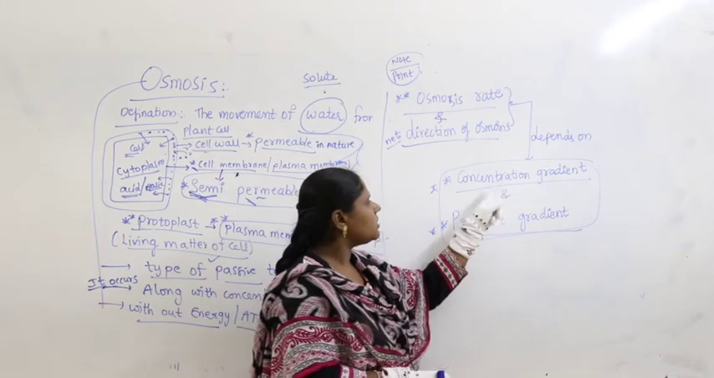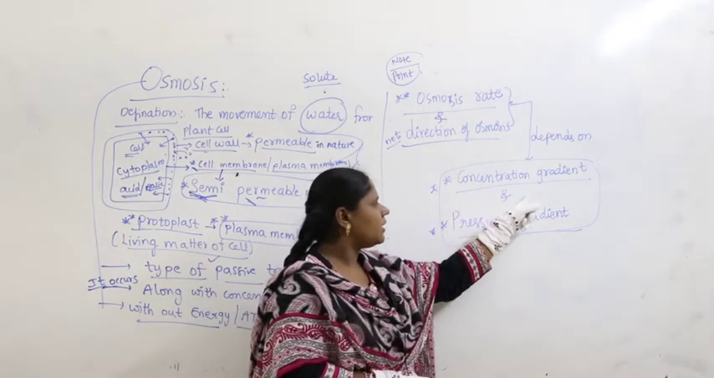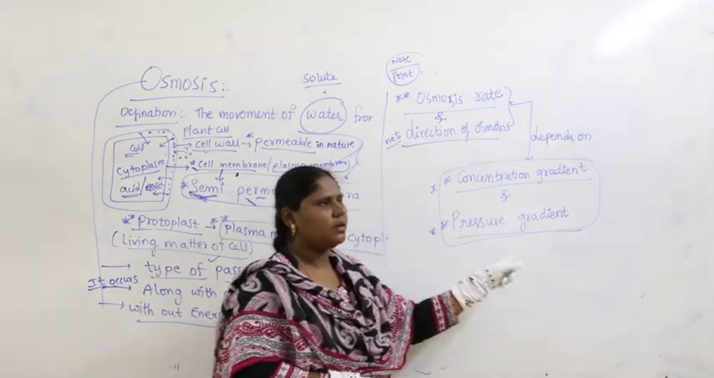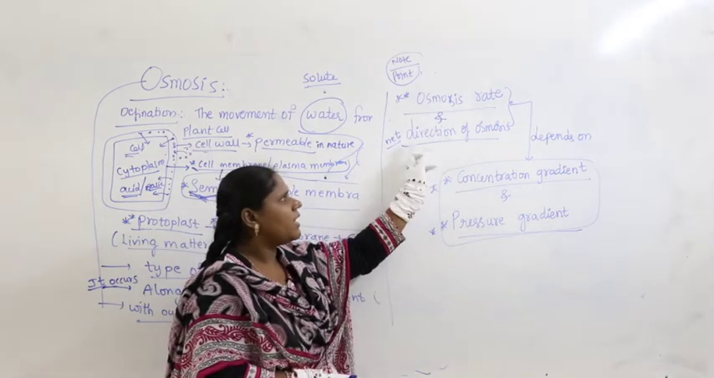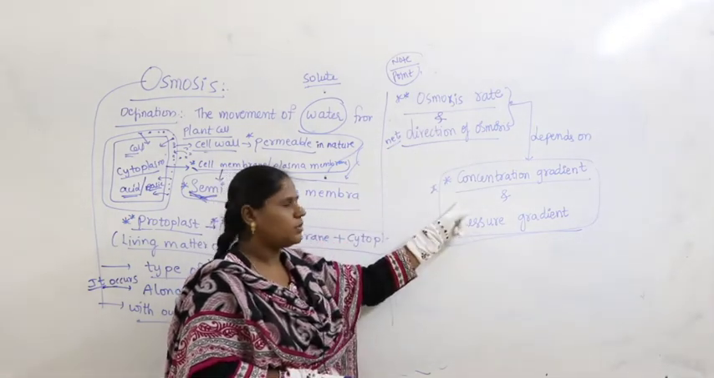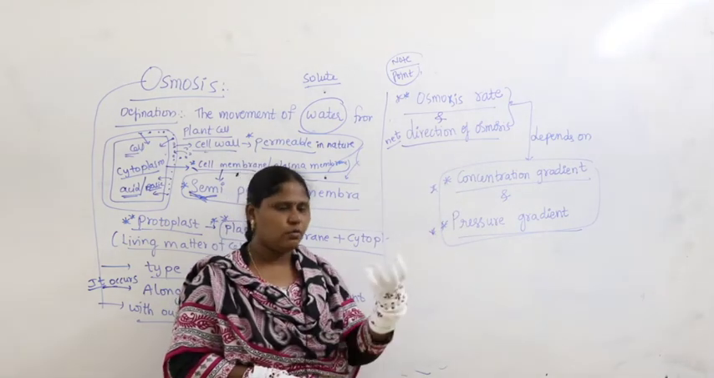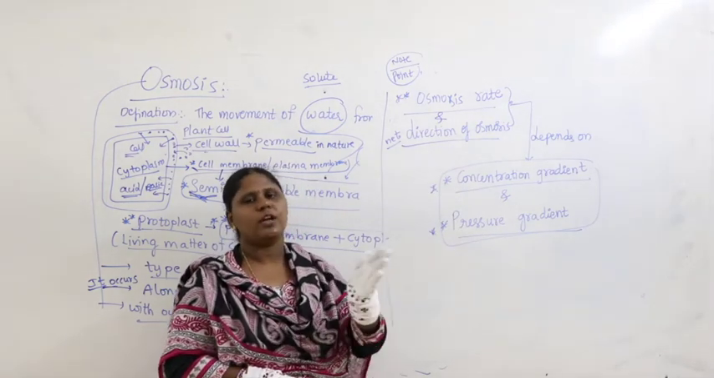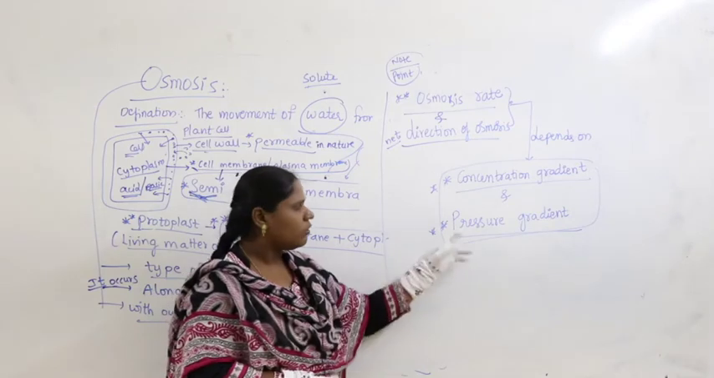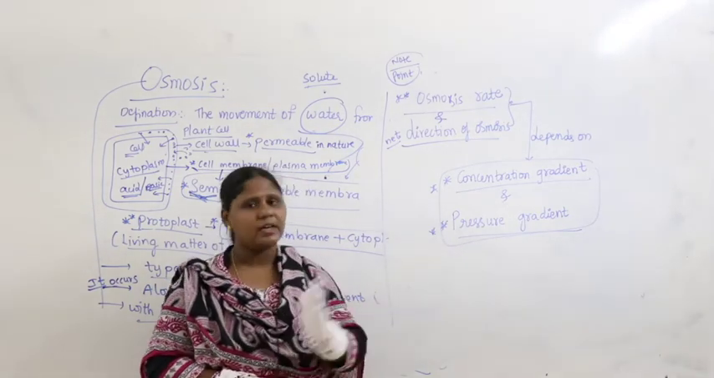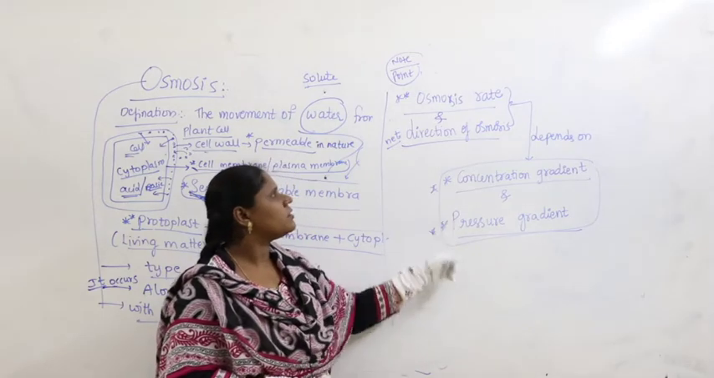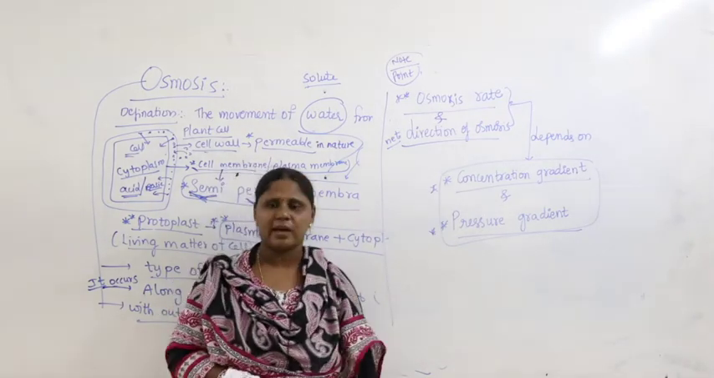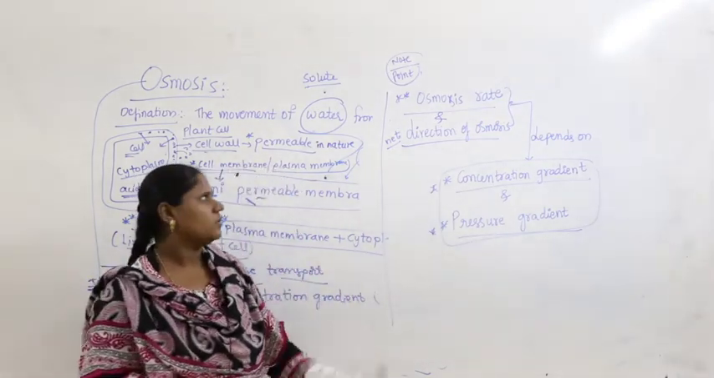Which are the two factors? Concentration gradient and pressure gradient. What's the meaning of that? How much osmosis is taking place and in which direction depends upon concentration. If more concentration, more rate of osmosis. If more pressure is applied, in that direction osmosis takes place. So these are the two factors to determine osmosis rate and direction of osmosis.